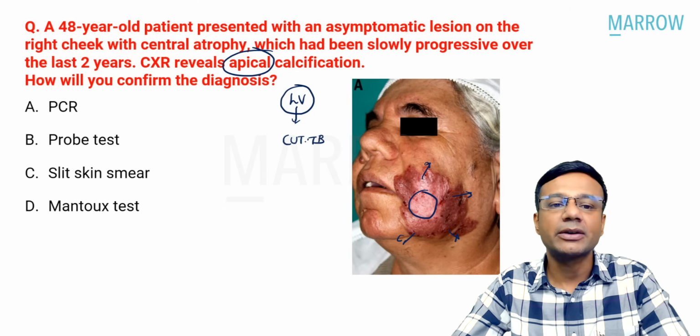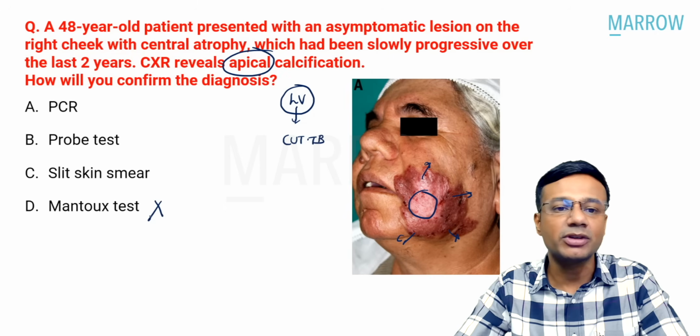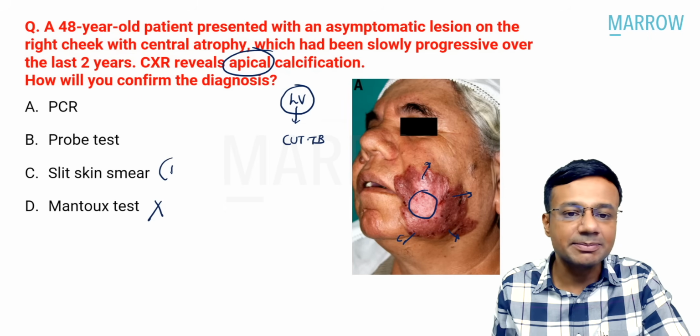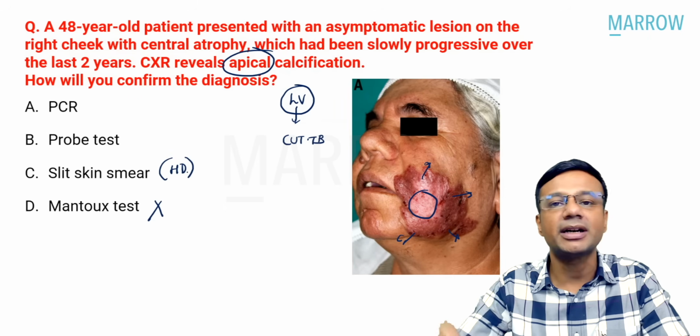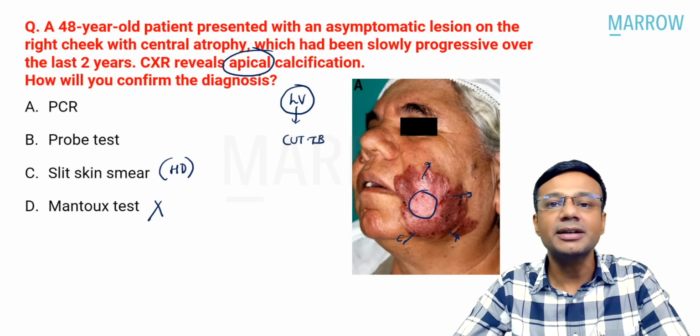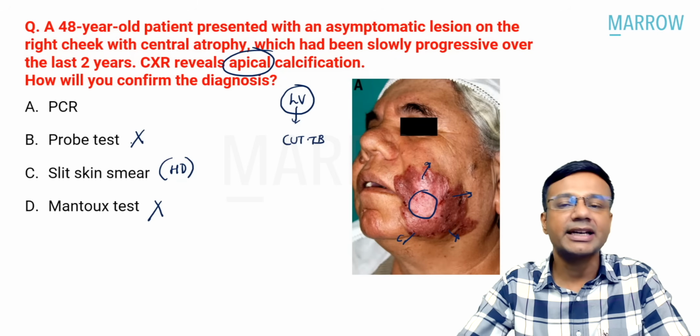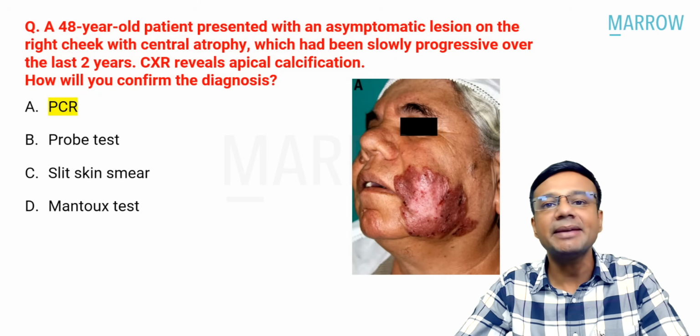How do you confirm the diagnosis? Mantoux test is not confirmatory. It just tells us about the immune response. Slit skin smear is performed in Hansen's disease, so it cannot be the answer. Probe test is generally used to look for bone involvement to rule out osteomyelitis, so this is not the answer. The correct answer for this question is option number A, PCR.